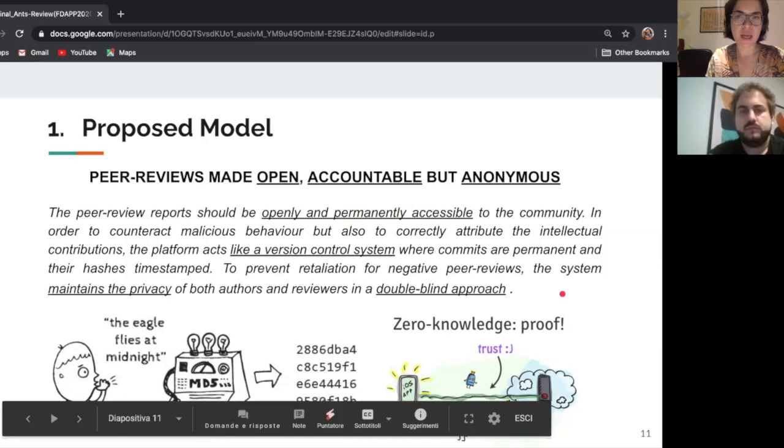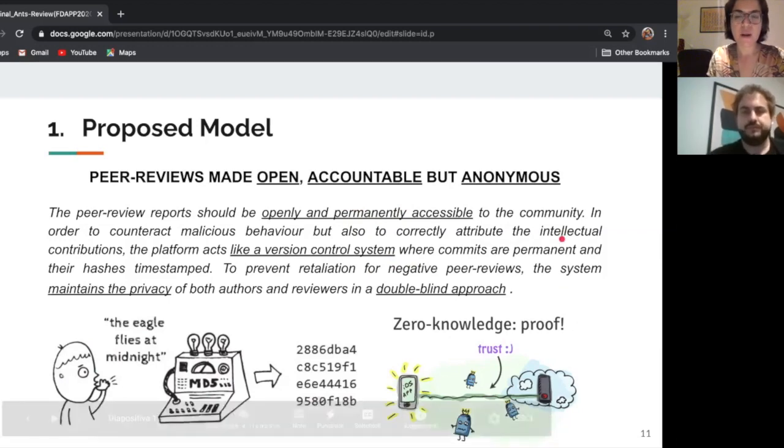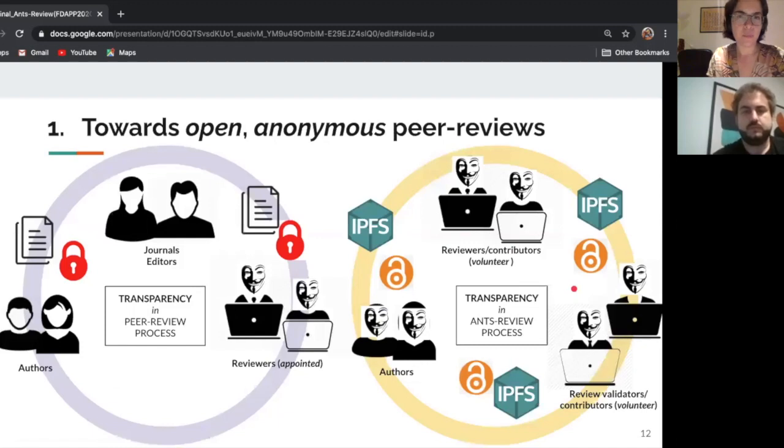In this way, we can maintain the anonymity of the members in the community, but make everyone accountable for their contributions. Here we compare the current system and the Ant Review system.